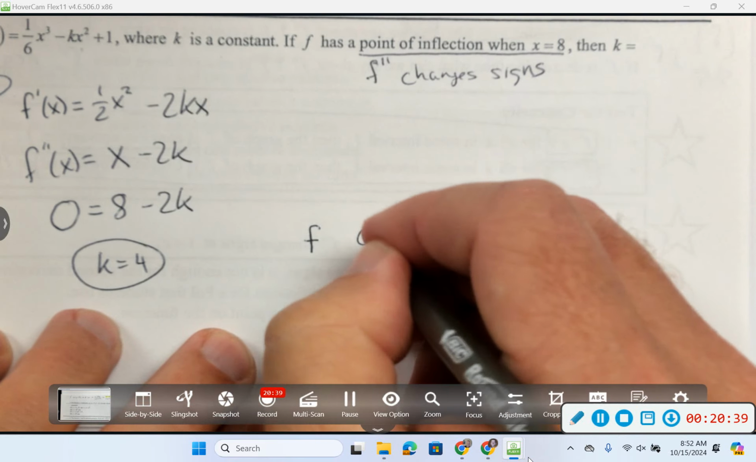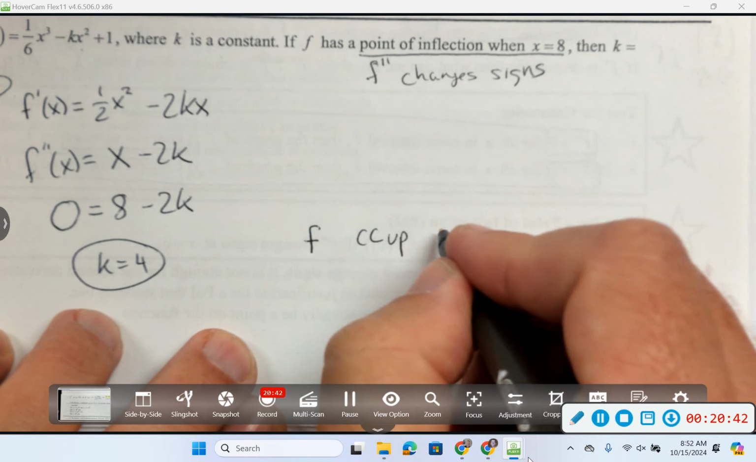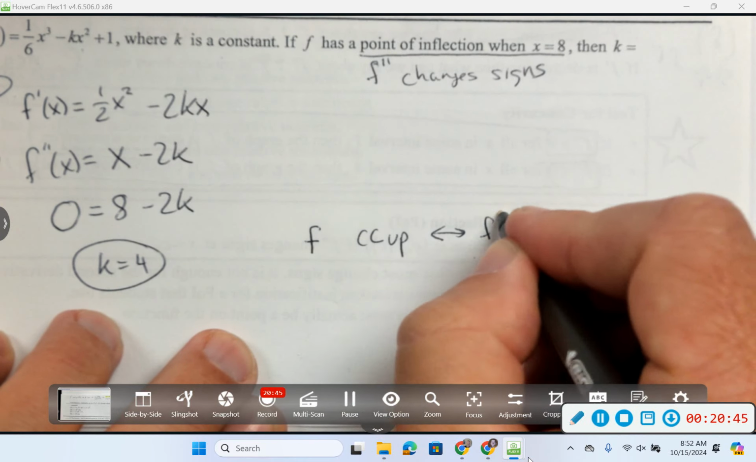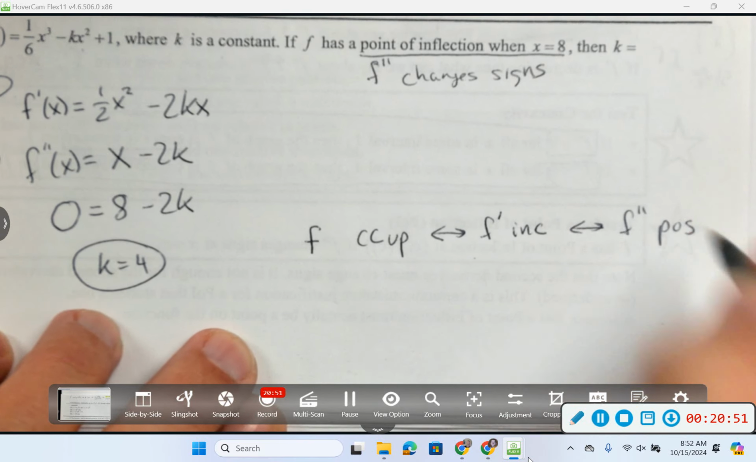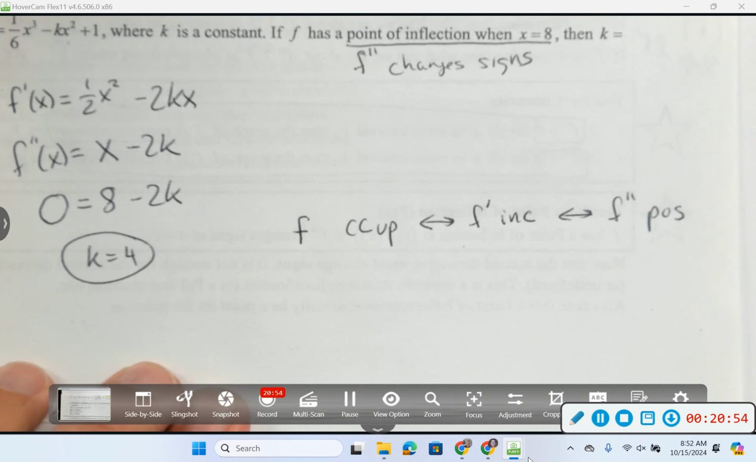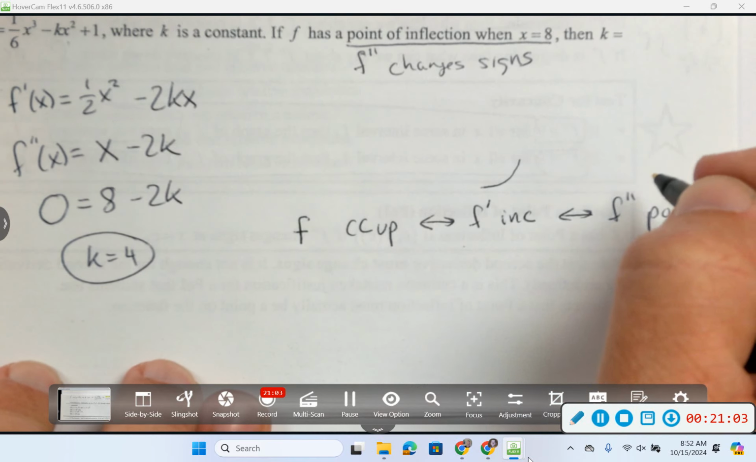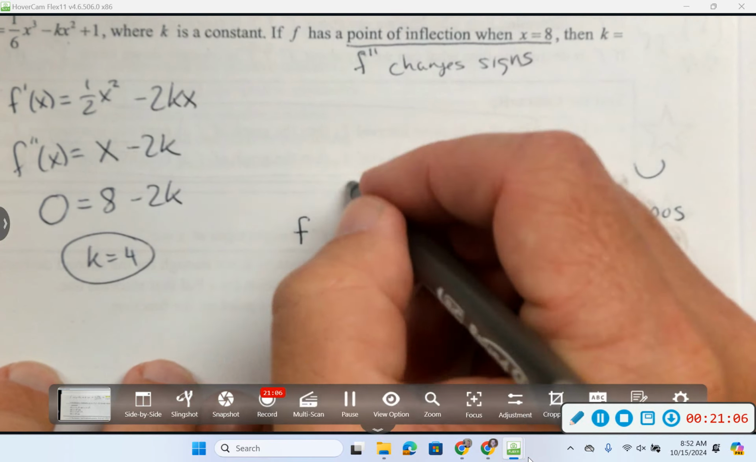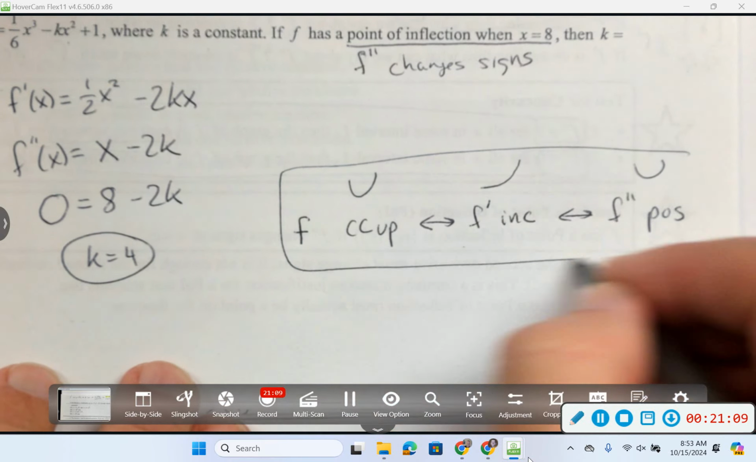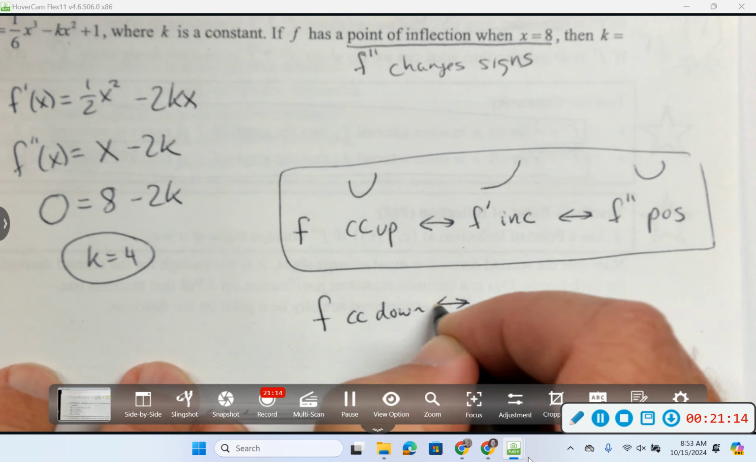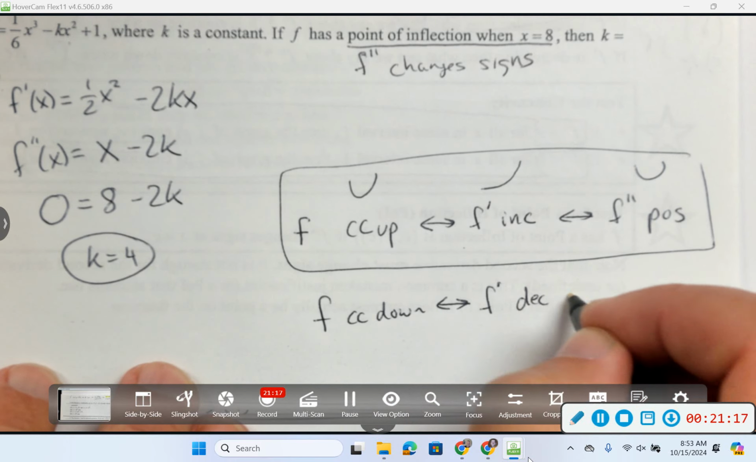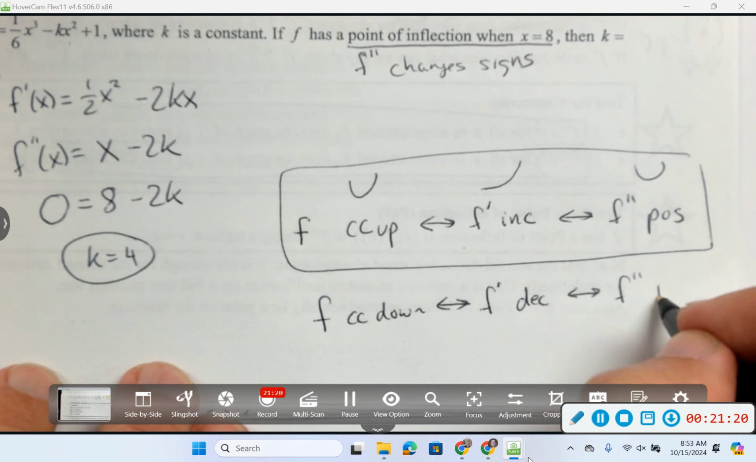Try to summarize here. If f is concave up, then that means that f prime is increasing and f double prime is positive. Just putting this at the bottom of that last problem we did. If f is concave up, that means f prime is increasing. Slope is increasing. F double prime is positive. That's concave up. So yeah, all of those mean the same thing. And then if f is concave down, it's like all the opposite things. F prime is decreasing, which means f double prime is negative.